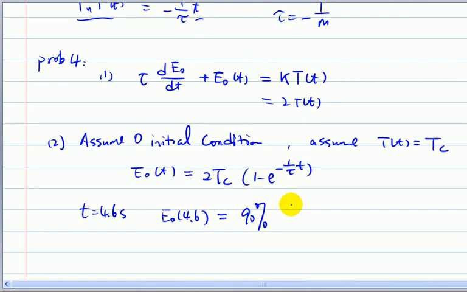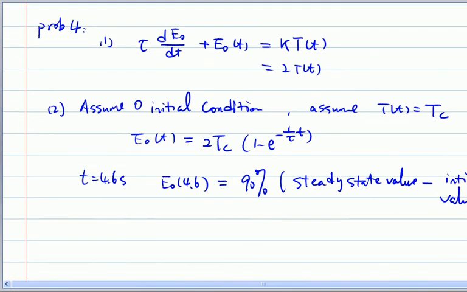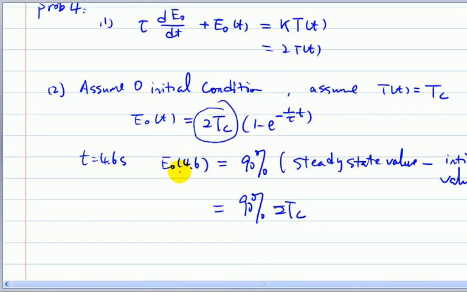What's the step change? The step change means the steady state value minus the initial value. We know the initial value is 0 because the initial condition is 0. And what's the steady state value? The steady state value is not Tc because you're looking at the measurement system. Your steady state value is the static sensitivity multiplied by Tc, so it's actually 2Tc. So you know this. At 4.6 seconds, the output equals this.